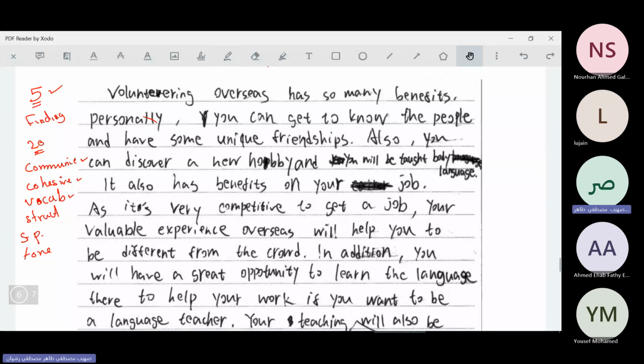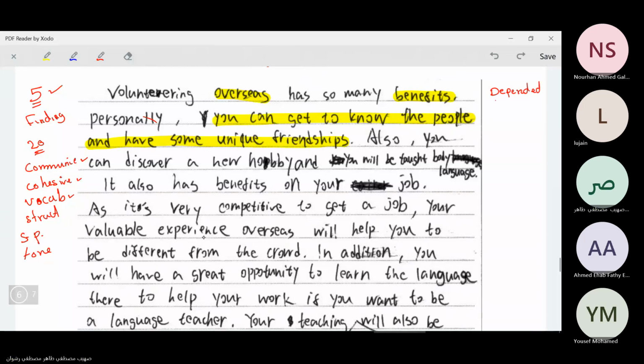Vocabulary, this is the most catastrophic feature here. Look at the student here: volunteering overseas. He didn't even try to change overseas. Has so many benefits, the same words as the question. You can get to know people, this is the same expression mentioned in the text, and have some unique friendships, also the same expression of the text. So from the very beginning, without wasting time reading the whole summary, we can judge that the student depended fully on the text. So he copied from the text directly.